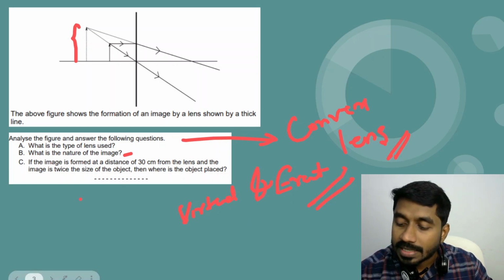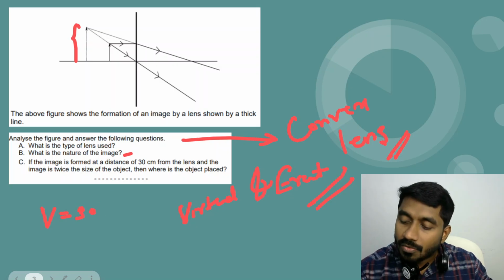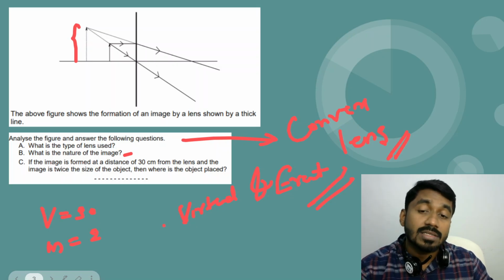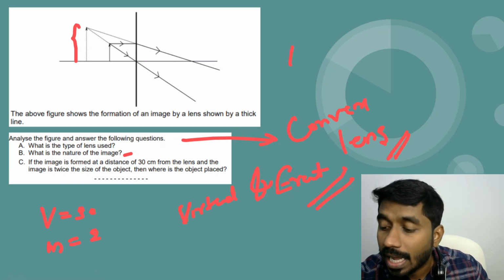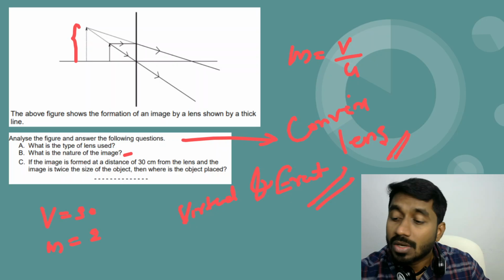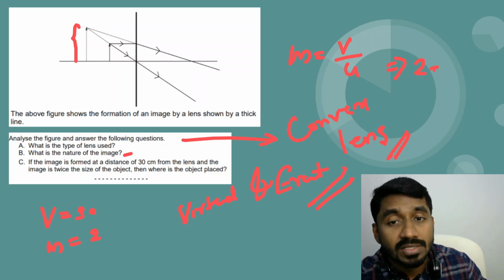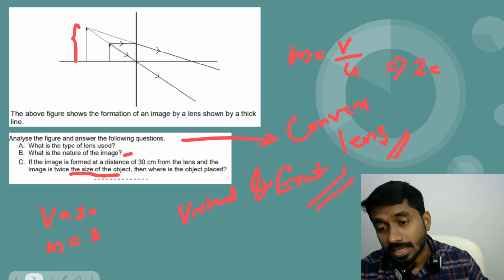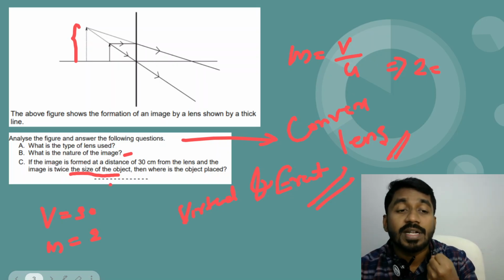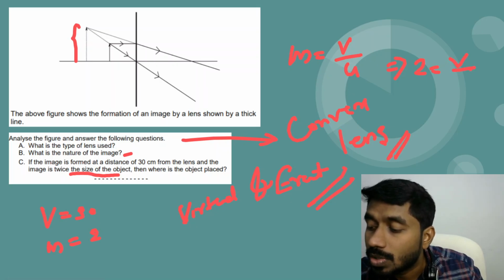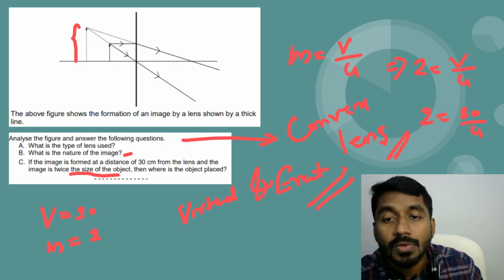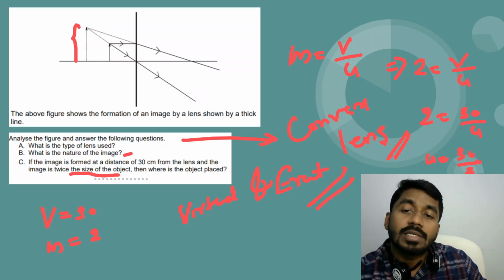If the image is formed at a distance of 30, so I am taking v equal to 30 from the lens, the image is twice the size of the object. So I am writing: image is twice the size of the object, magnification is 2. I know the equation of magnification of a lens is v by u. Magnification is given as 2, because the image is twice the size of the object, so the image is magnified by 2 times. So here we can write 2 is equal to v by u. What is v here? It is given as 30, so 2 is equal to 30 by u, and u is equal to 30 by 2.